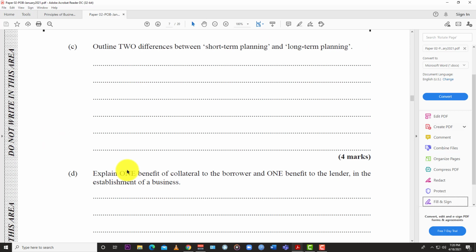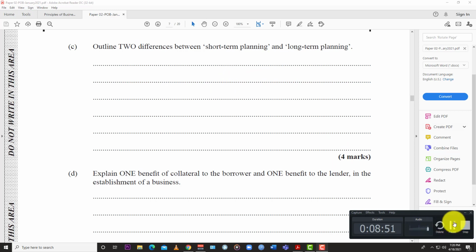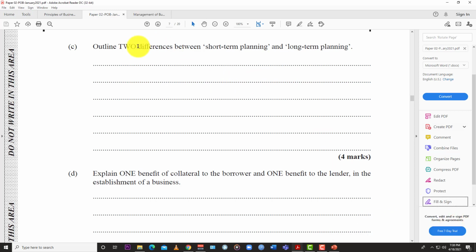Then we have number 2C, outline 2 differences between short-term planning and long-term planning. So this is a relatively recall-filled question. We have to just call back to what you know. So outline 2 differences between short-term planning and long-term planning.